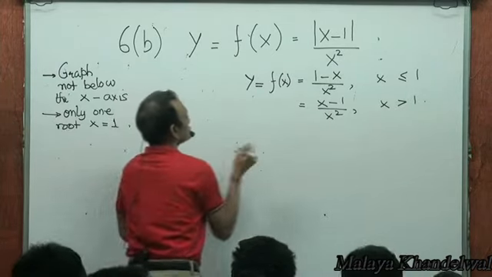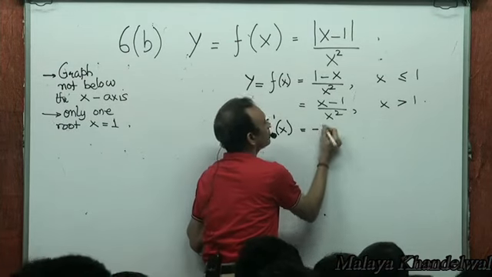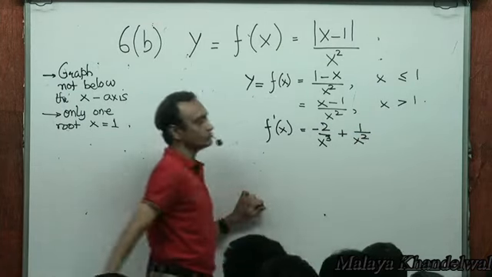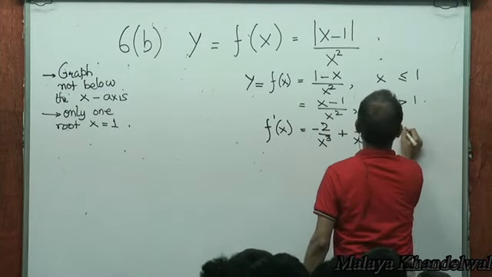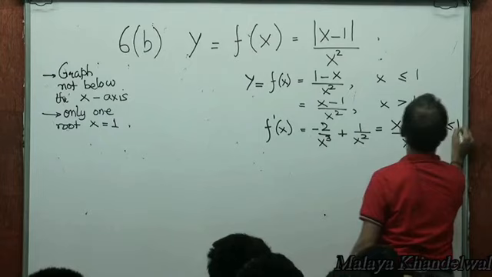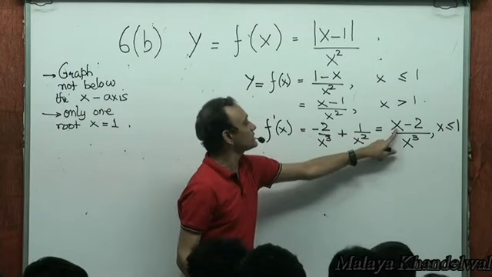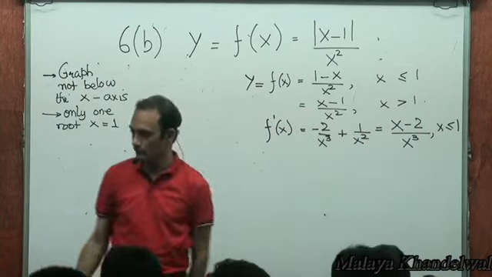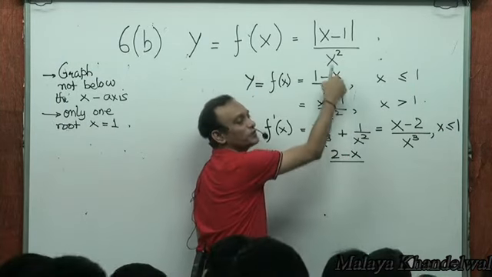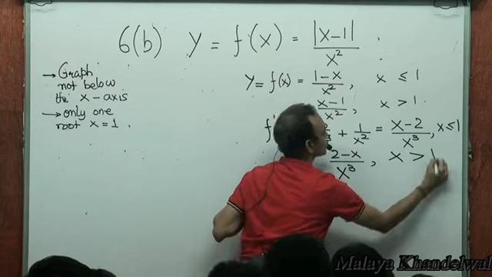Okay. Now, f dash x is minus 2 by x cube plus 1 by x squared, yes or no? Which is like (x minus 2) by x cube for x less than or equal to 1, right? If I differentiate this, for x less than or equal to 1, I get minus 2 by x cubed plus 1 by x squared, which is like (x minus 2) by x cubed for x less than or equal to 1, right? Similarly, it's going to be (2 minus x) by x cubed. Differentiate this, then this will be negative of the derivative of this. (2 minus x) by x cubed for x greater than 1. Yes or no?